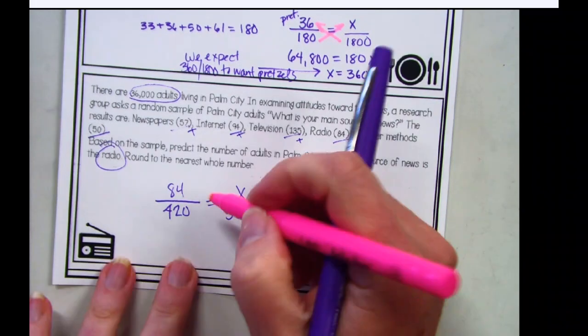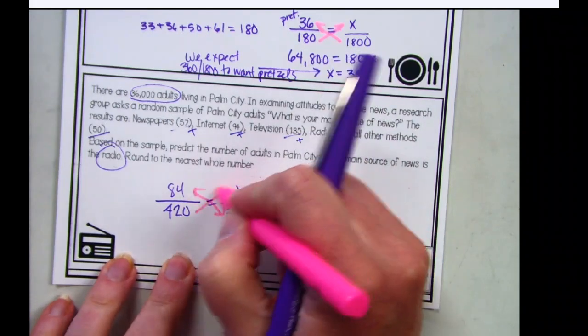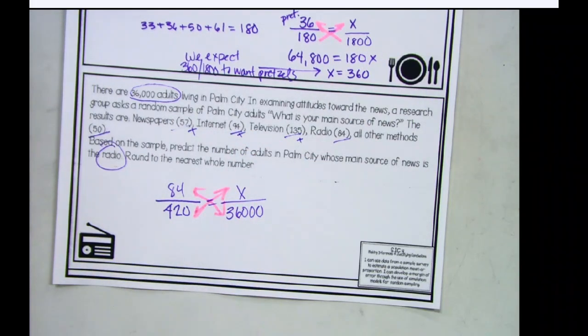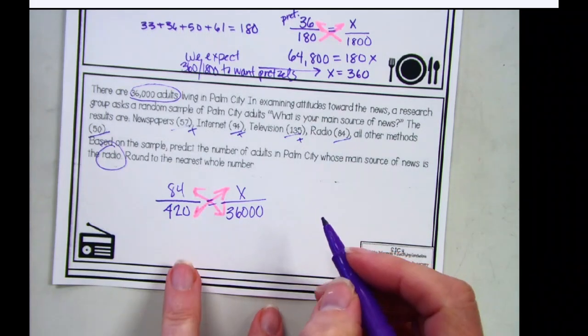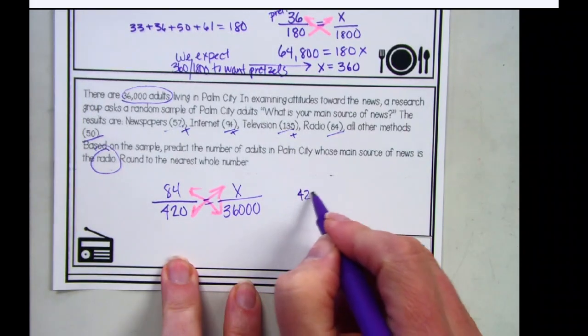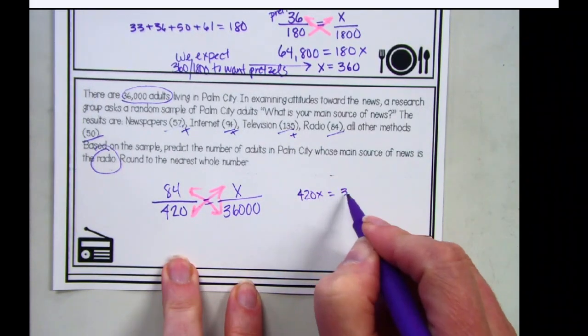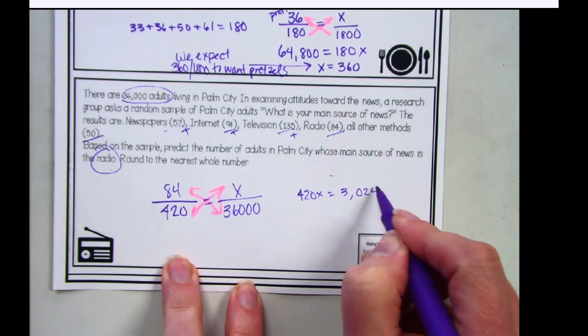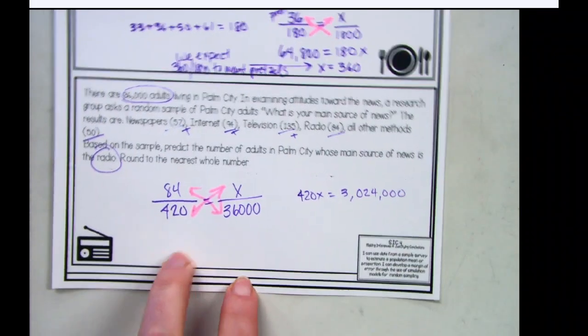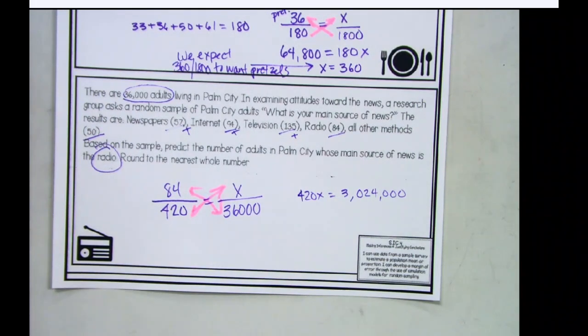Another little cross multiply. 84 times 36,000. Ooh, okay, I've got 420x. So Micah, on this one, can you see an easier way to do your math? Or would you do the cross multiplication on this one? I did the cross multiplication. Okay.